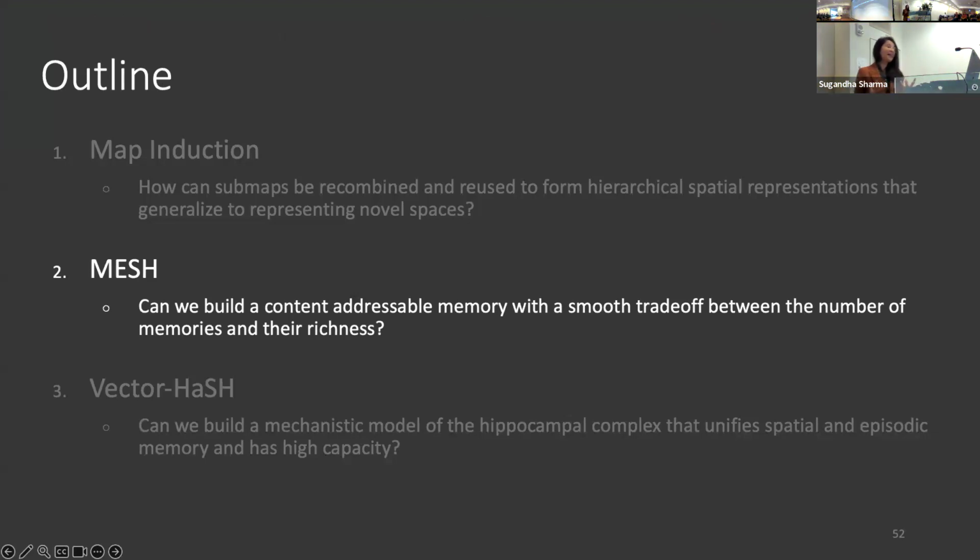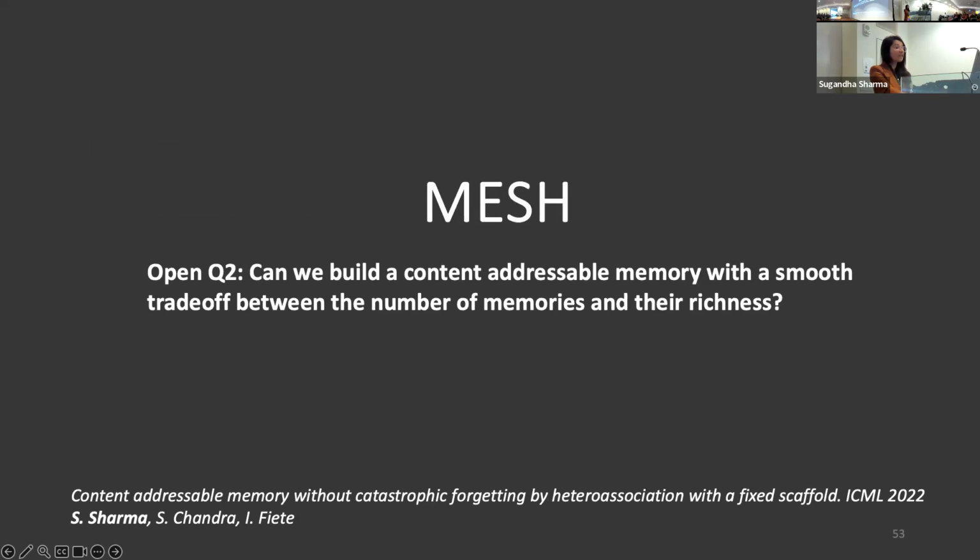Now that we've seen how submaps can be recombined and reused to form hierarchical representations that are useful for map induction, and that leads to efficient exploration, we ask how humans are able to store the vast amount of spatial information that they experience through their lifetimes. More specifically, we ask, can we build a content-addressable memory with a smooth trade-off between the number of memories and their richness?